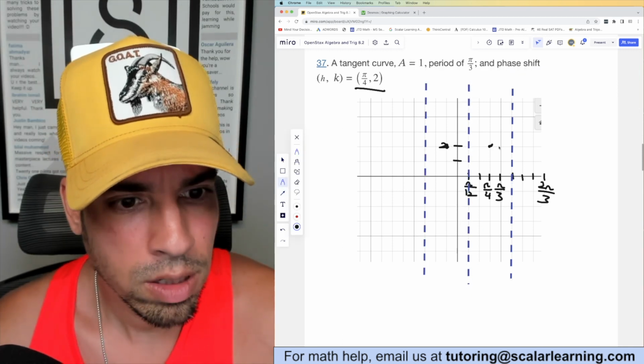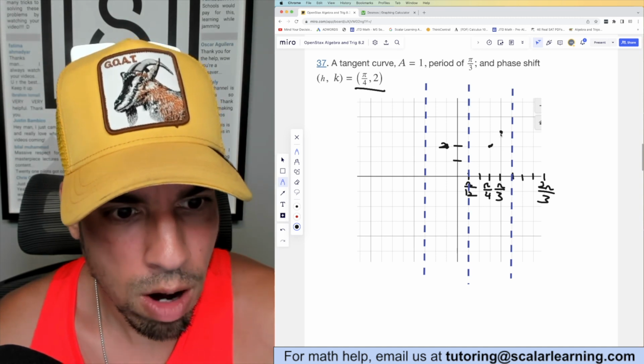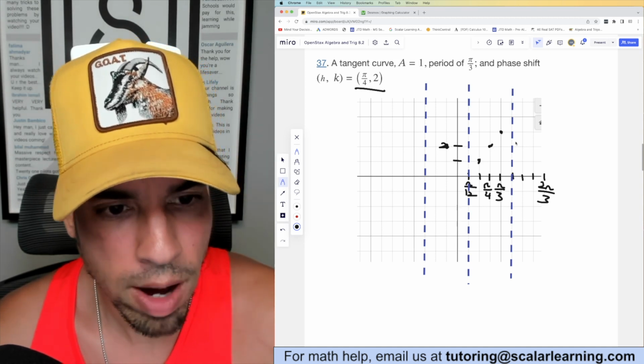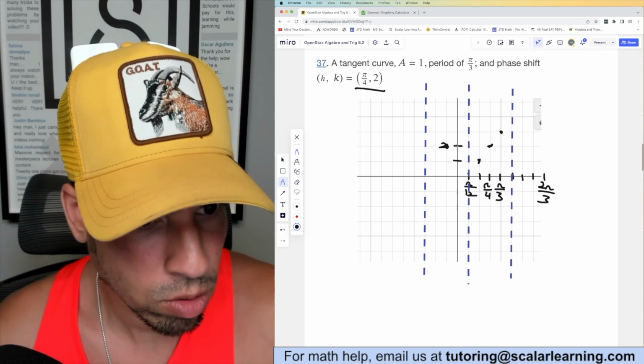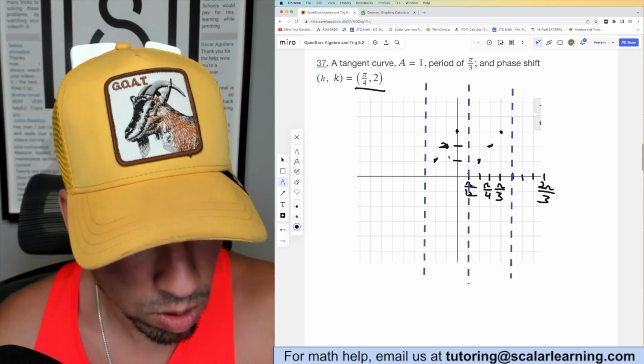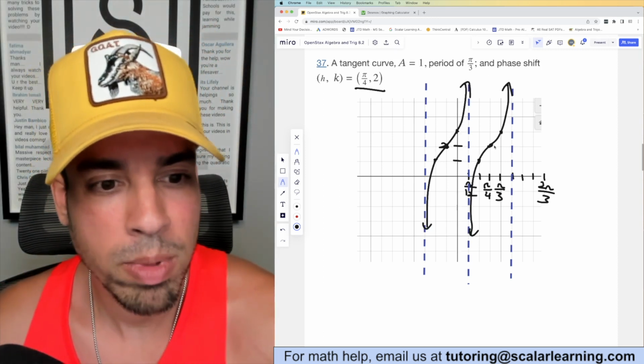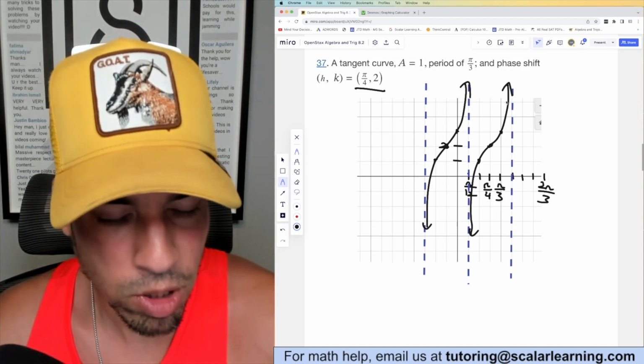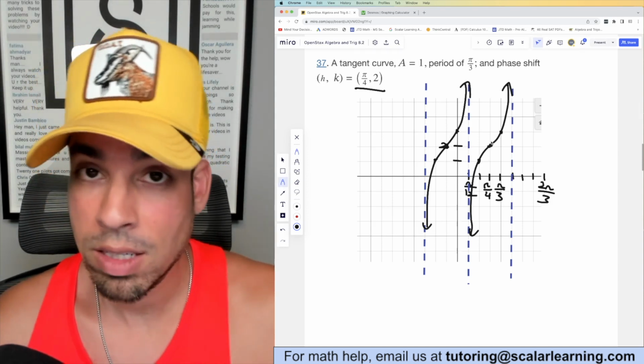And then now with this a value equaling 1, I just kind of go up 1, down 1 as I go halfway between this point and the asymptote. And I'll do the same here. Boom, boom. And now we'll connect the dots. And I know this is good to go because tangent usually goes up to the right. So this is following that standard procedure.